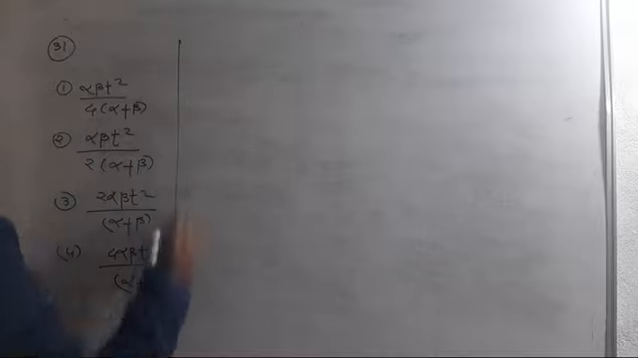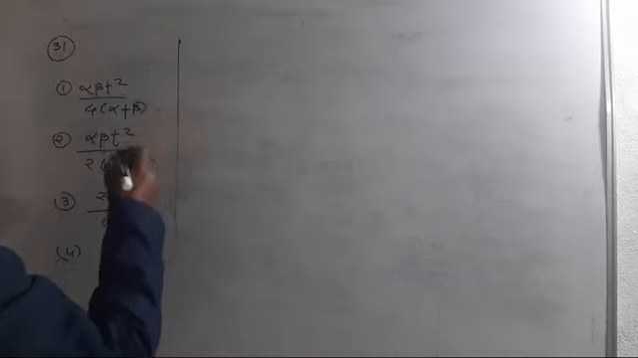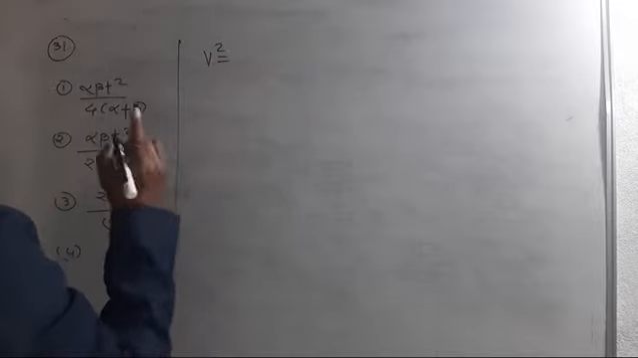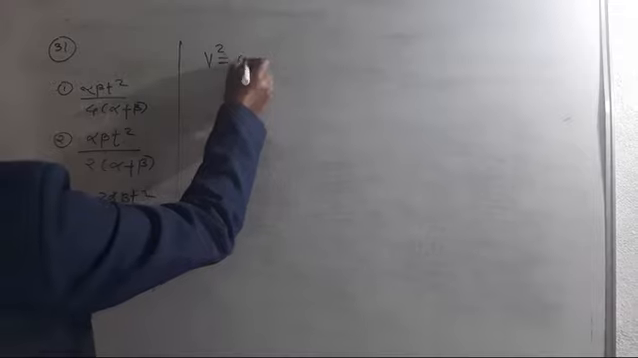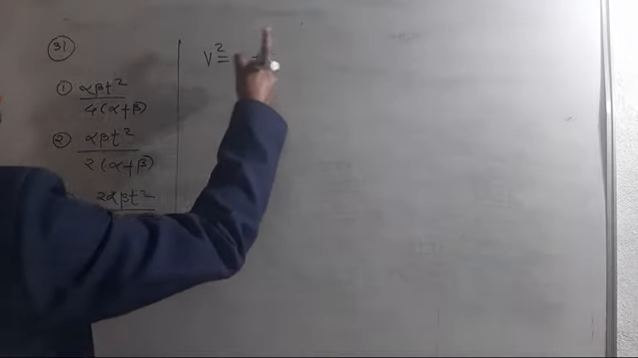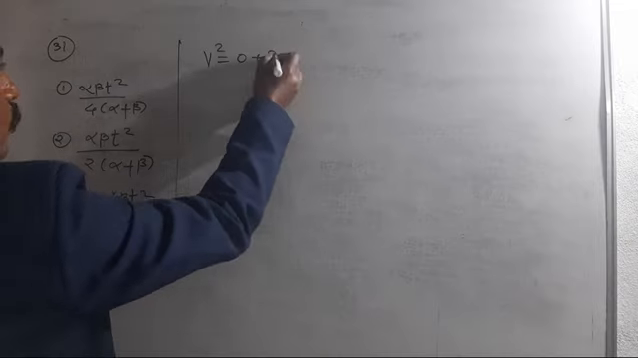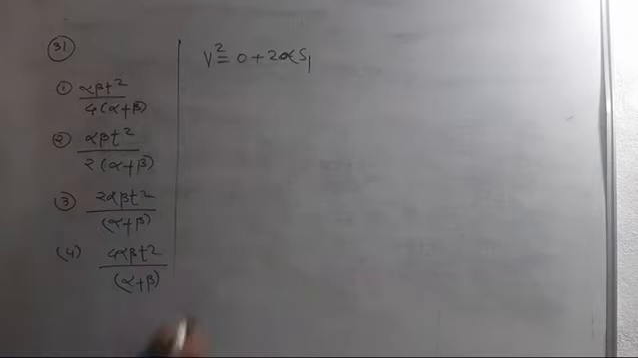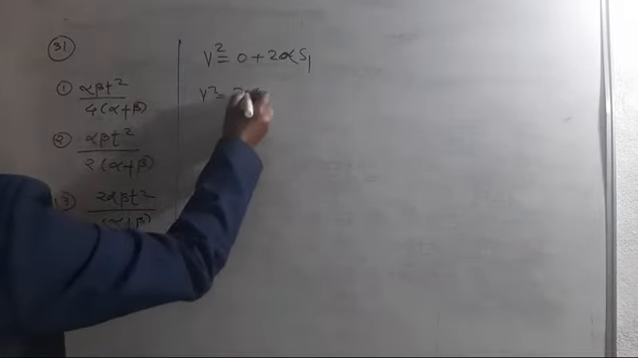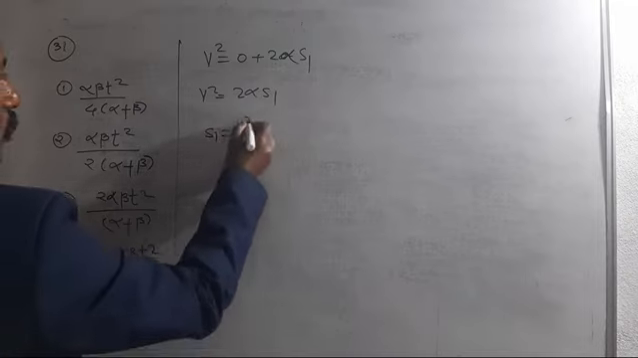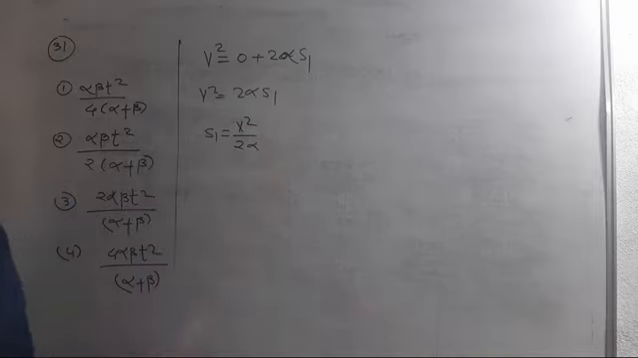Use the third kinematic equation, that is v square equal to u square plus 2as. Initial velocity in the first interval is 0, acceleration is alpha and distance is s1, so v square is equal to 2 alpha s1. We will get the value of distance s1, that is v square upon twice alpha, right student?